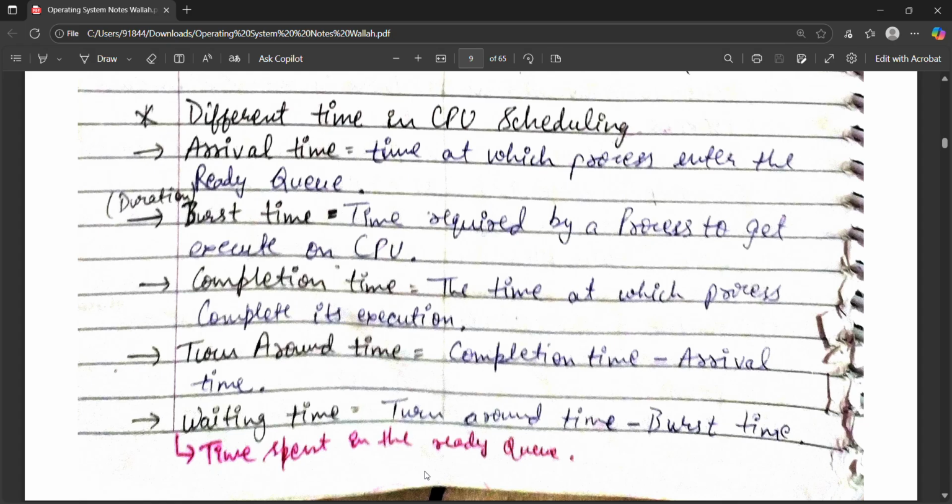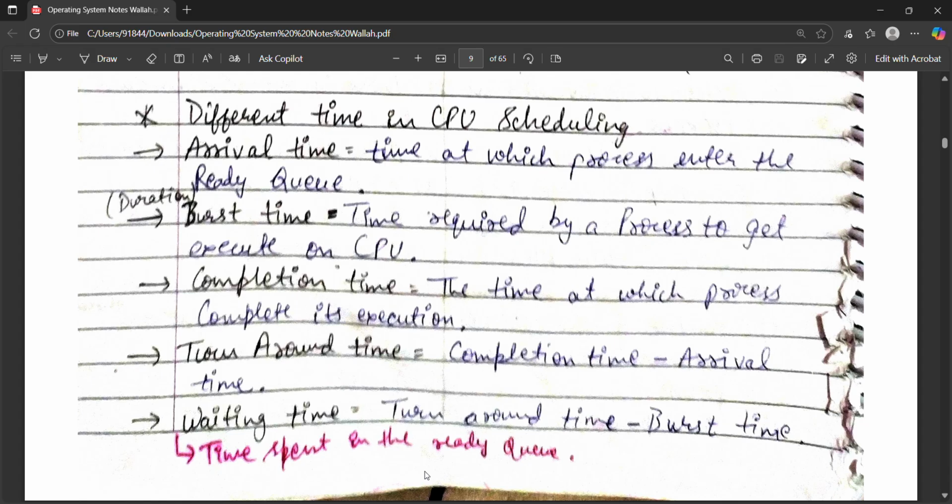Now what is this? It is the time required by a process to get executed on the CPU. So this is basically a time duration, required by a process to get executed. The time that it takes to execute is the burst time.